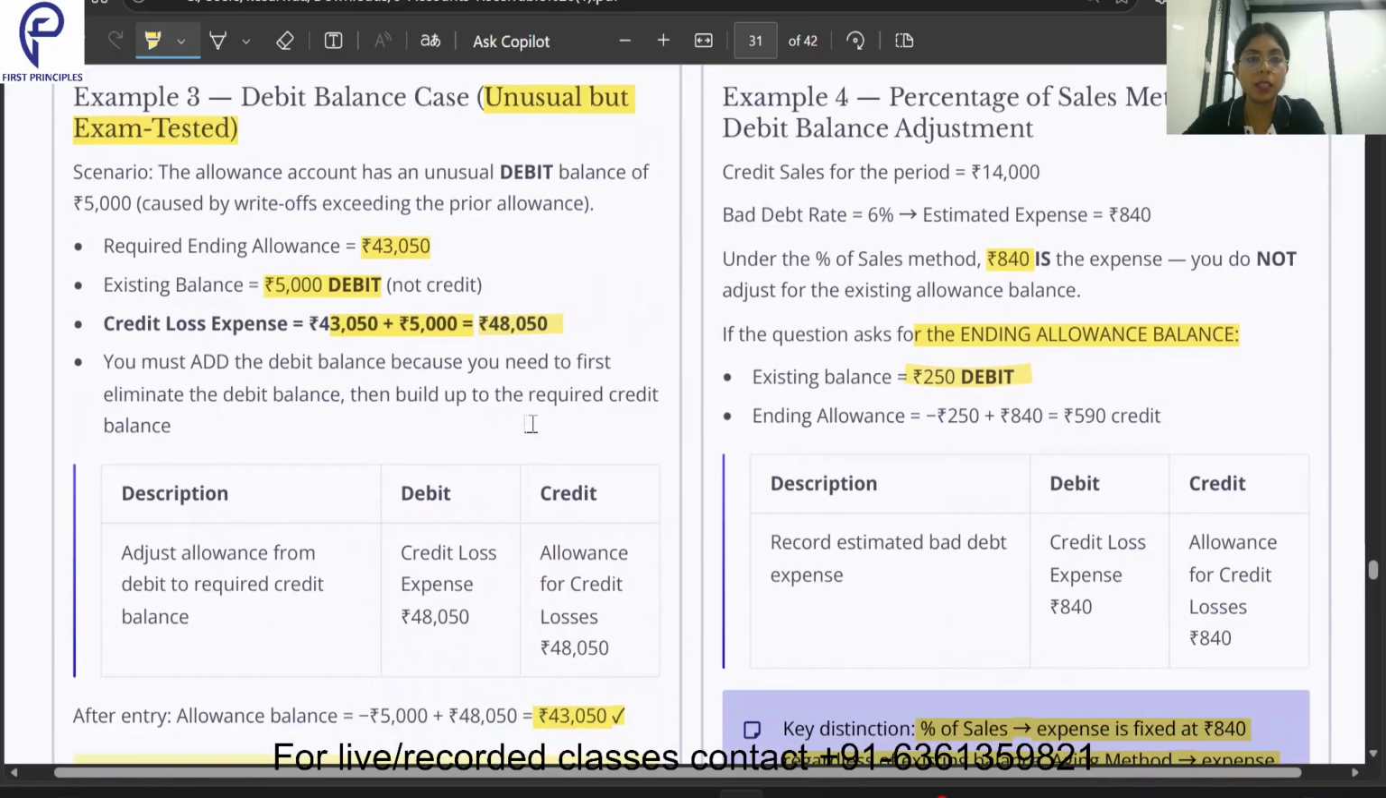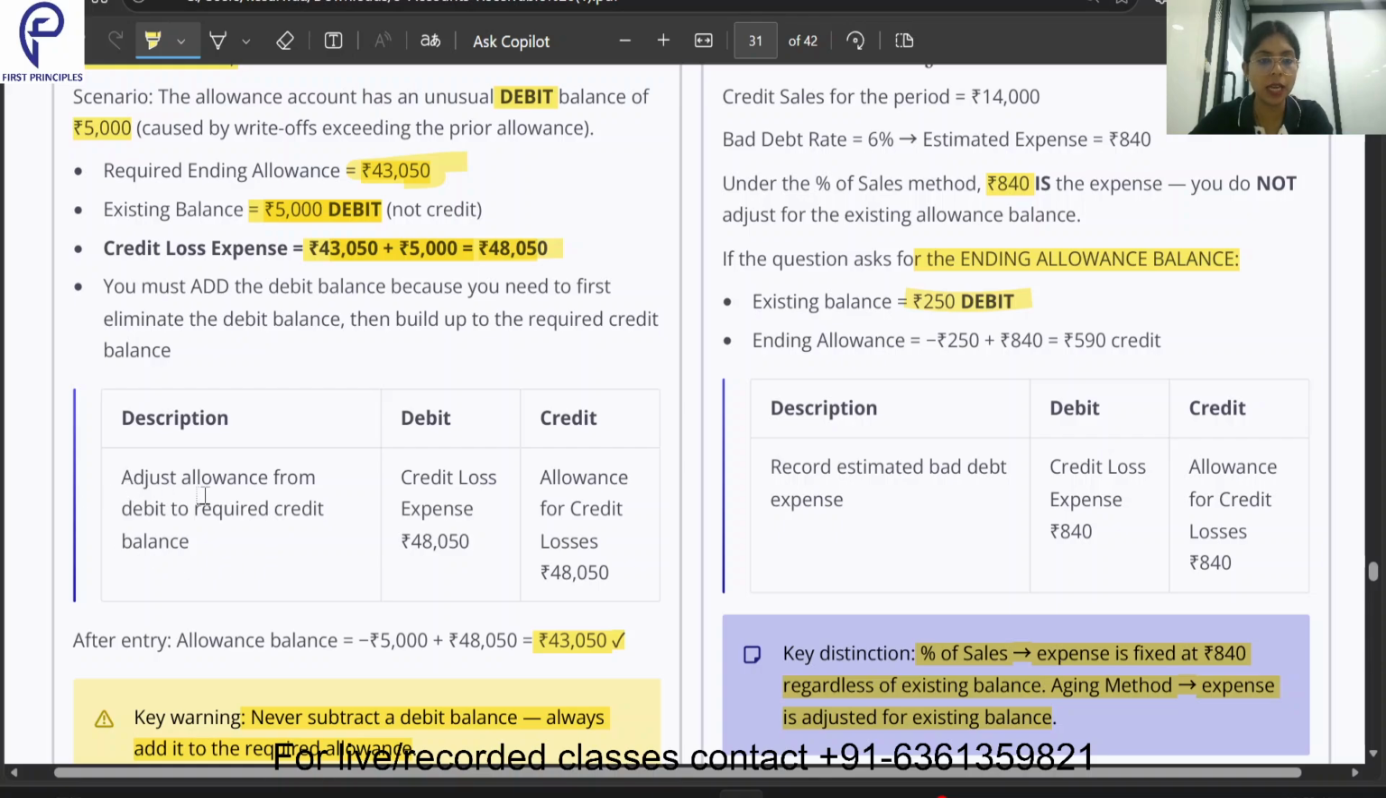Now, coming to example 3, when there is a debit balance in my allowance for credit loss account. In that case, what will happen? Let's have a look. The scenario says the allowance account has an unusual debit balance of 5000. Usually we have a credit balance, but over here we have a debit balance, and the required ending balance is 43,050 bucks. So the existing balance is 5000. How much will our credit loss expense be? In case of a debit balance, we add the existing balance to my required ending allowance, and it leads to 48,050 bucks.